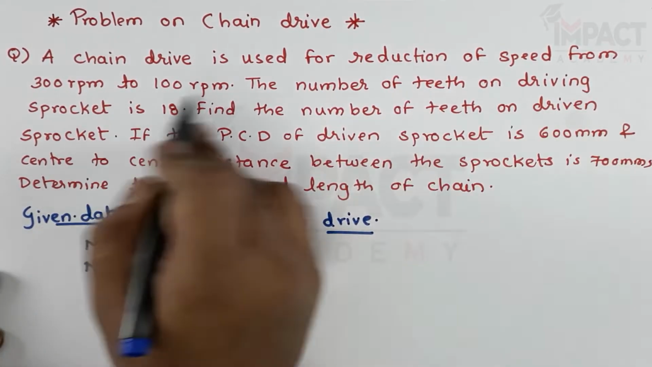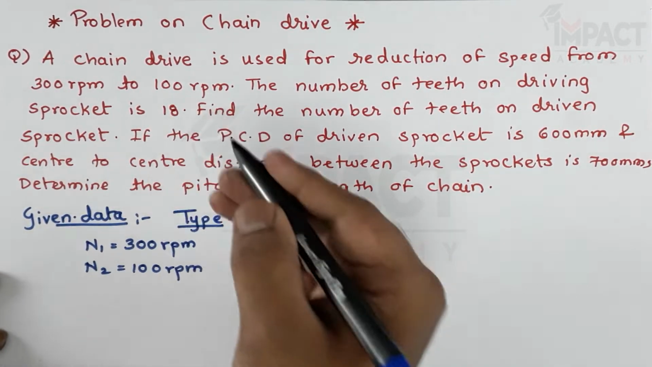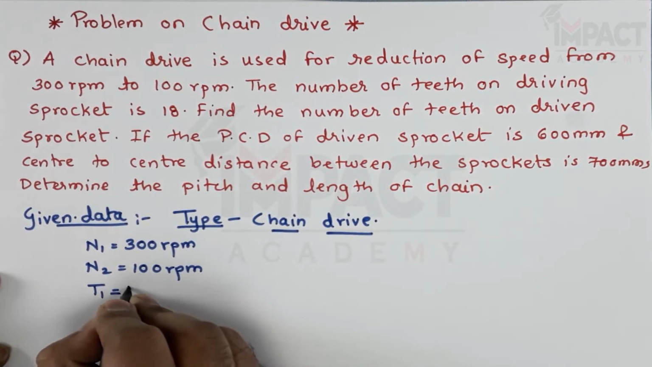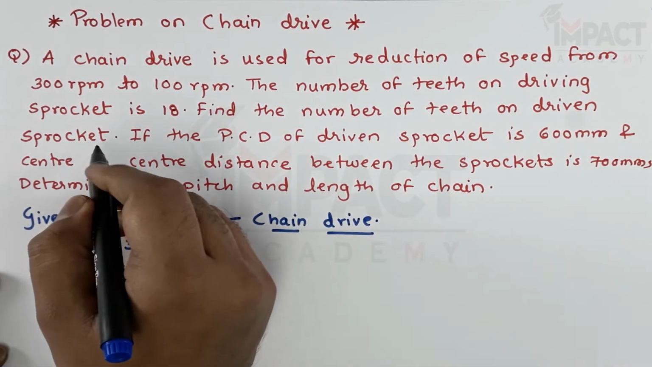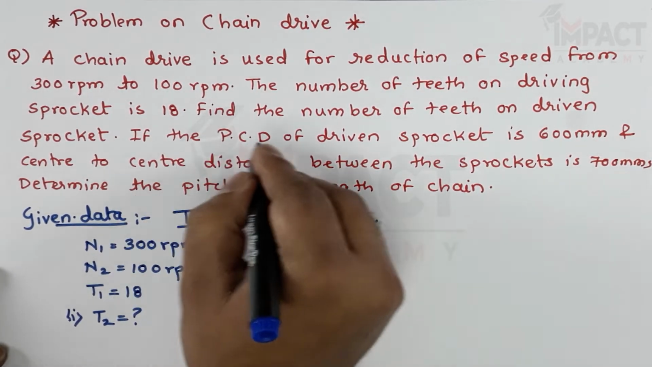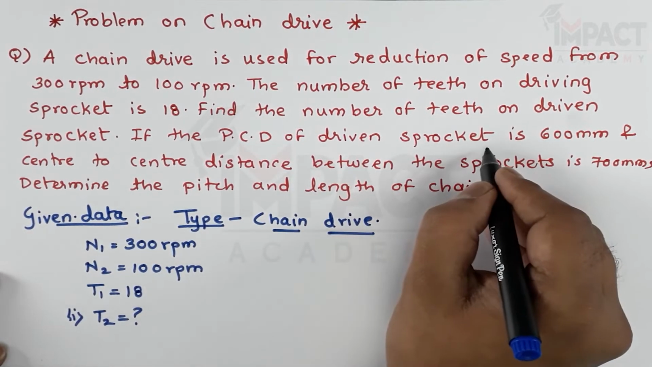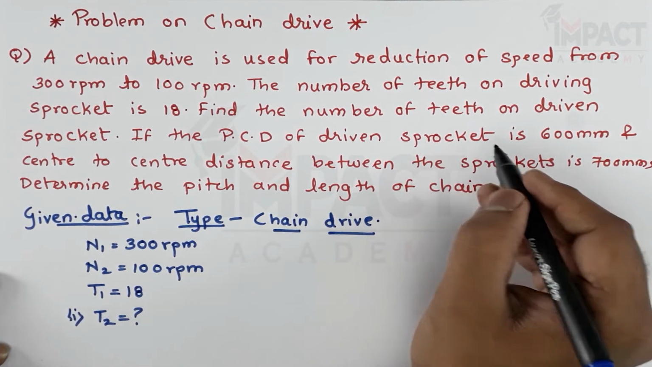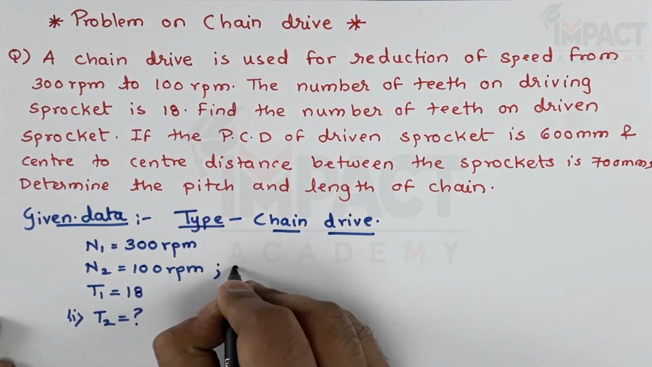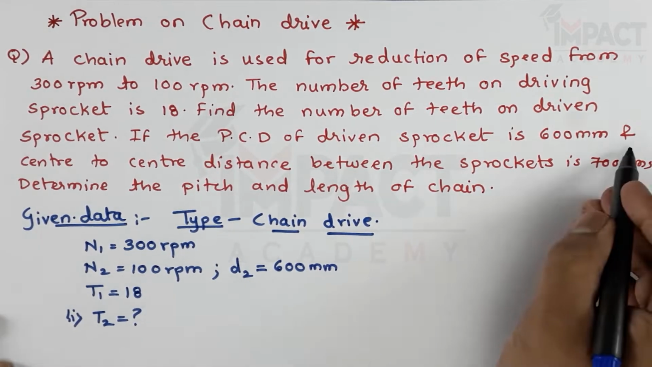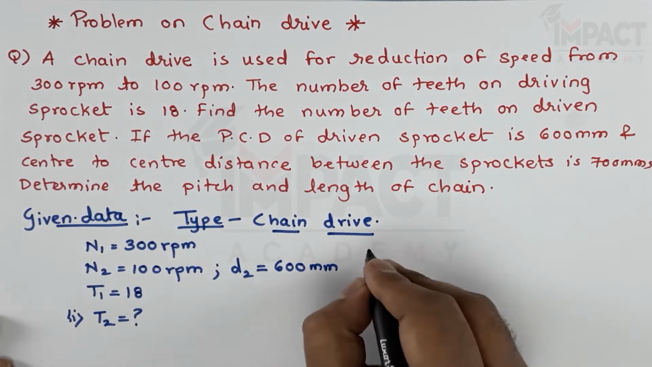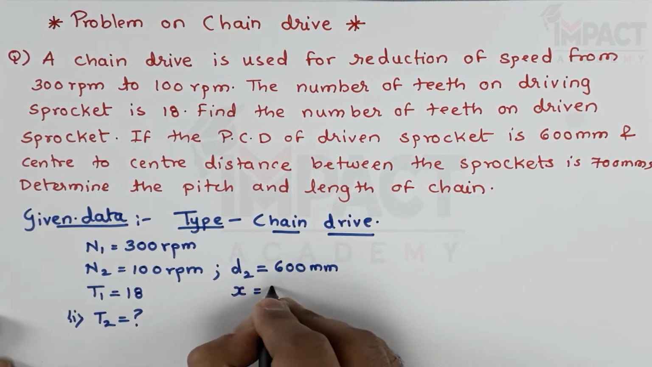Then the number of teeth on driving sprocket is 18, so that will be denoted as T1, the number of teeth on the driving sprocket. Find the number of teeth on driven sprocket, so that will be denoted as T2. Then the PCD, that is the pitch circle diameter of the driven sprocket, will be denoted as D2, and that is 600 mm. And the center to center distance between the sprockets is 700 mm, denoted as X.